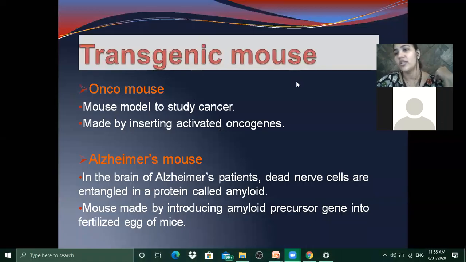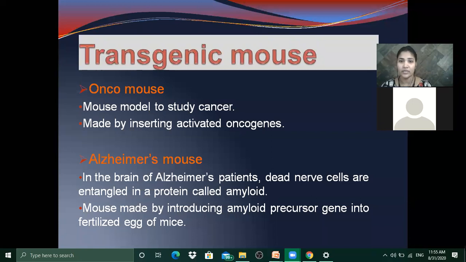Then we have the transgenic mouse. Then the oncomouse, which I have already told you about. Generally, we use nude mice to make oncogenic mice. An oncogene in the mice would be those mice in which we can easily have the cancer cells getting multiplied. So it is a mouse model to study cancer, made by inserting an activated oncogene.